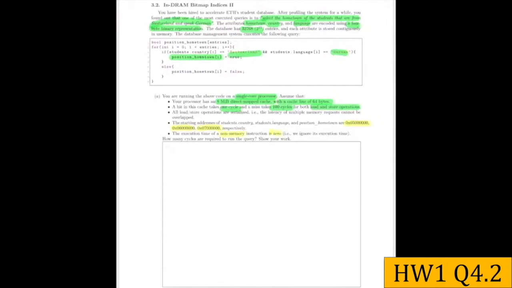It asks how many cycles are required to run this query. Since the execution time of the non-memory instructions is 0, the number of cycles is given by the accesses to the cache: the number of hits in the cache times the hit latency, which is 1 cycle, plus the number of misses times 100 cycles. Now you need to figure out the number of hits and the number of misses in this cache.